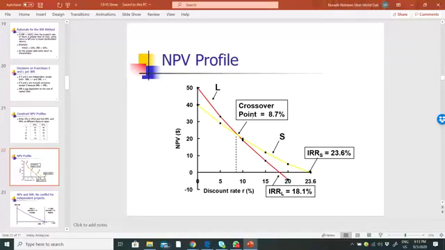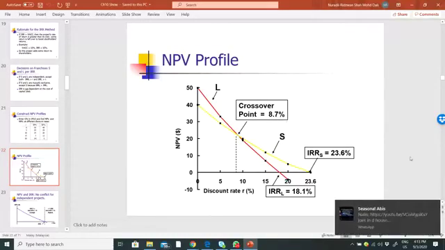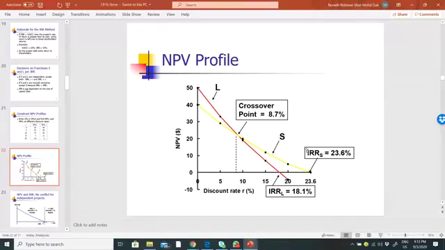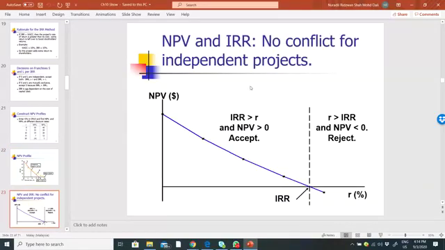The crossover point is 8.6. This is L, this is S. IRRS is equal to 23.6, and IRRL is equal to 18.1. So 23 and then 18. And this is the discount rate. All right, so NPV and IRR have no conflict for independent projects.